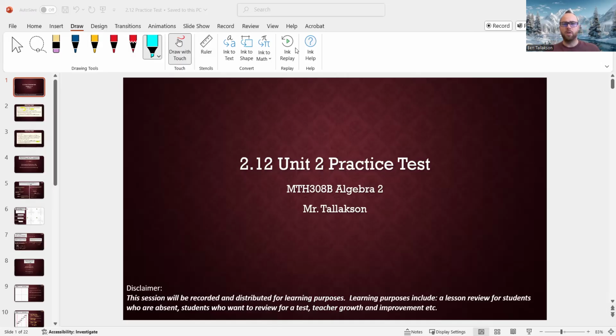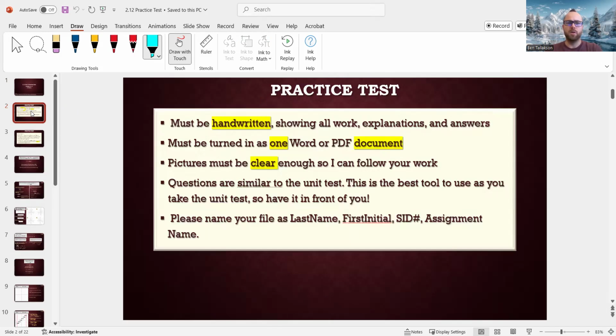Time to get started on our Unit 2 practice test. Let's go over a few things that you should already know, but just to be sure, remember these must all be handwritten, of course, showing all your work. If you're writing an explanation, that's okay to type out, but math work should be handwritten, and of course, an answer must be turned in also as one Word or PDF document, not several individual JPEGs or Word docs.